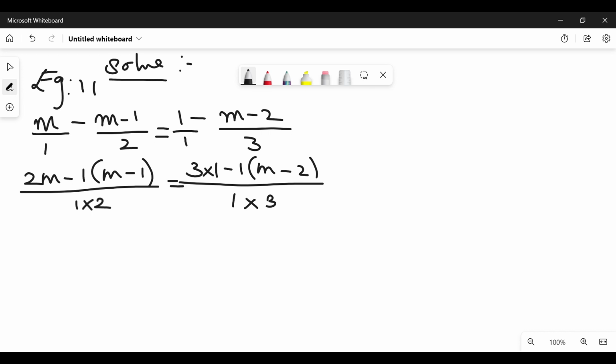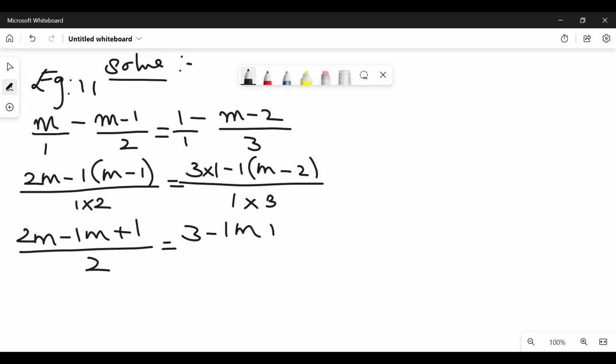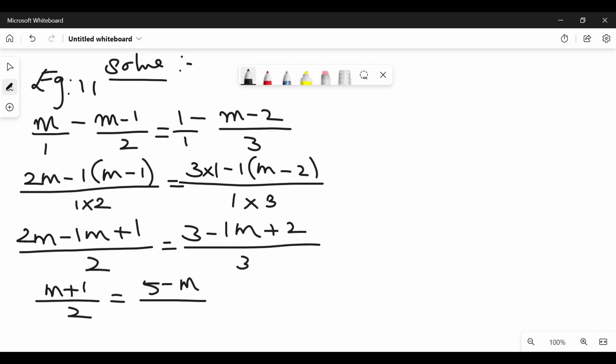So now you open the bracket, you get 2m, and when minus 1 goes inside you'll get minus 1m, and then minus into minus becomes plus 1, divided by 2, is equal to 3 times 1 is 3, and when you multiply it by minus 1 it's minus 1m, minus into minus is plus 2, divided by 3. So it is 2m minus 1m is m plus 1 divided by 2, and this is nothing but 3 plus 2 is 5 minus 1m, which can be written as m, divided by 3.